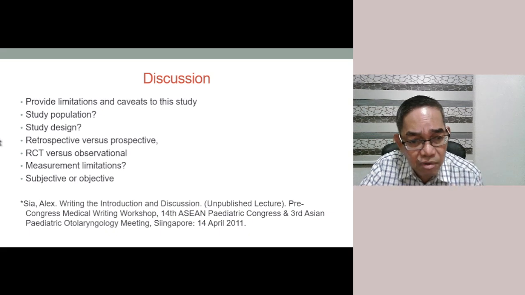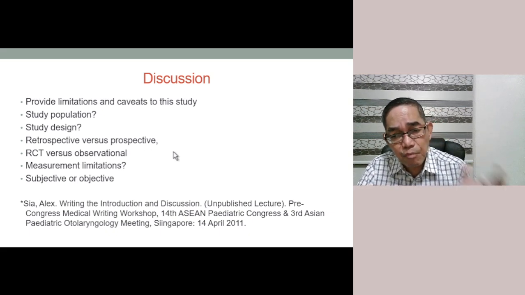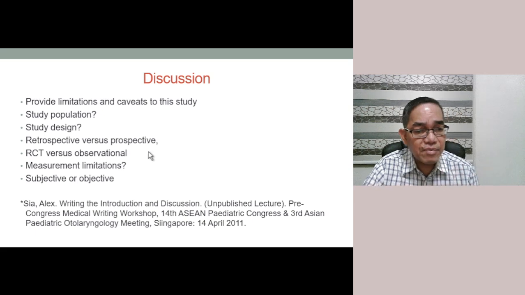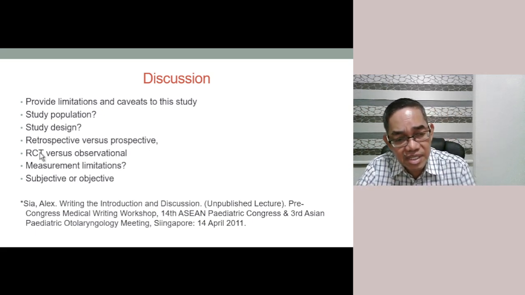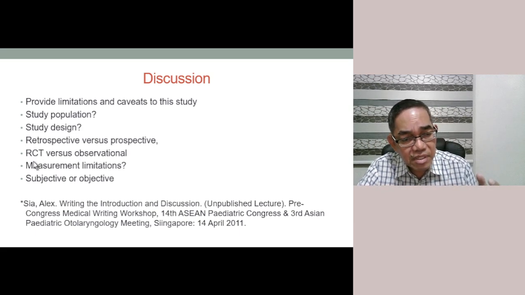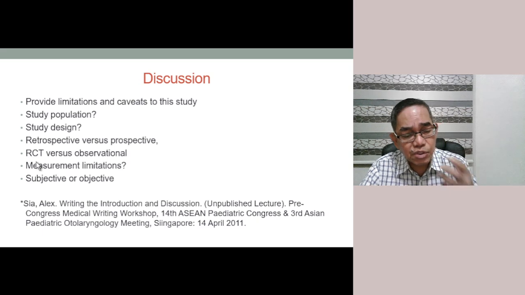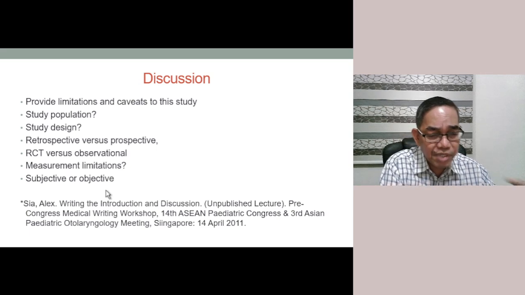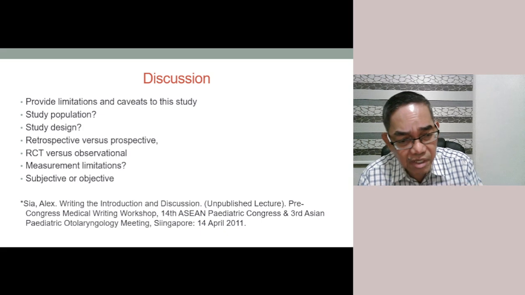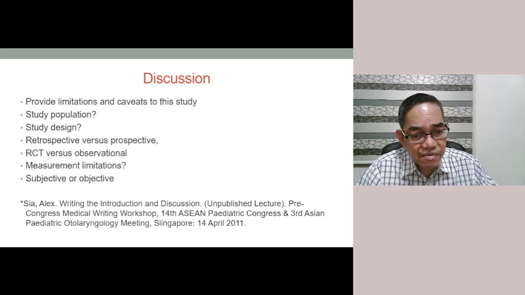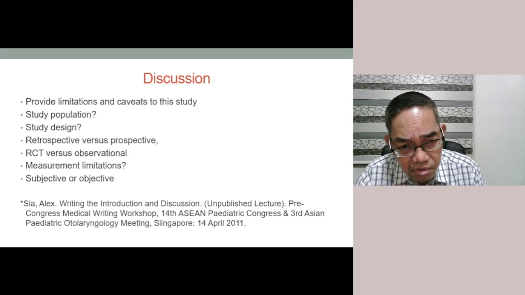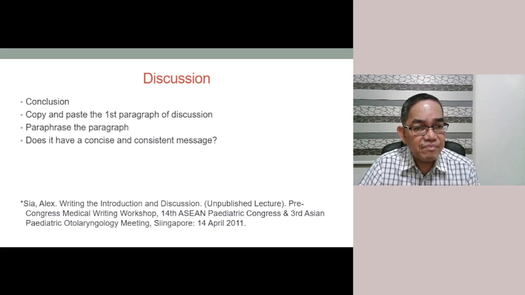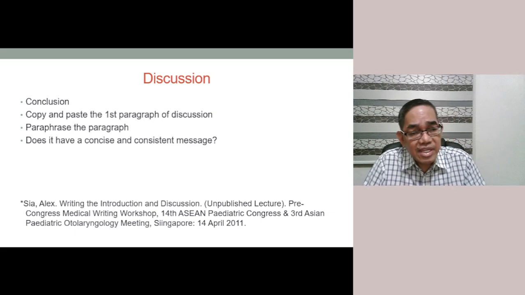So you might want to say that a more valid conclusion might be reached if you collected data prospectively, and your study was an observational study; it should have been an RCT, a randomized controlled trial. Then there are the measurement limitations, some subjective definition of some variables, and even the sample size. These are things that you need to write on as limitations of your study. And then lastly, your conclusion.